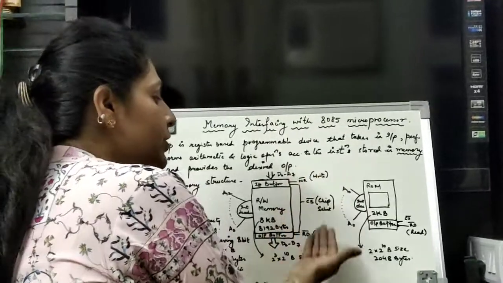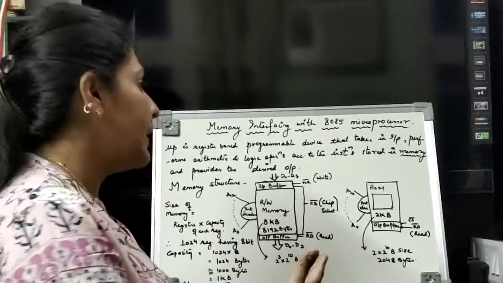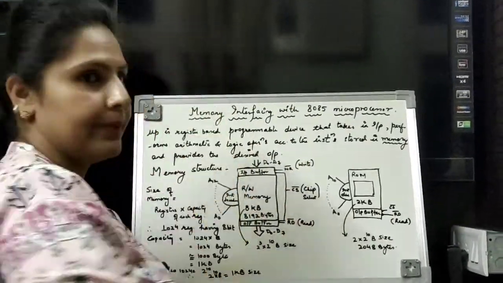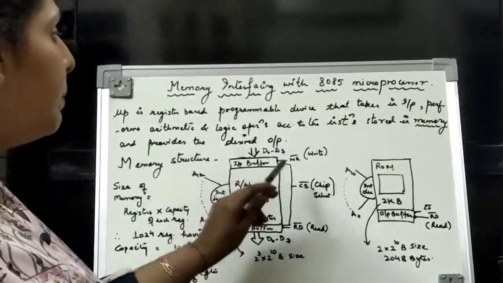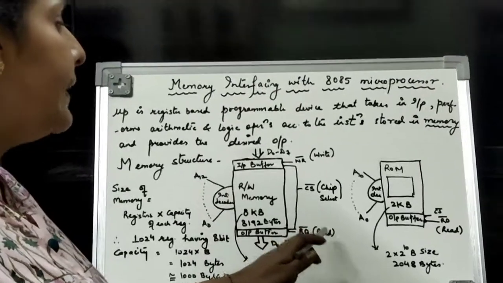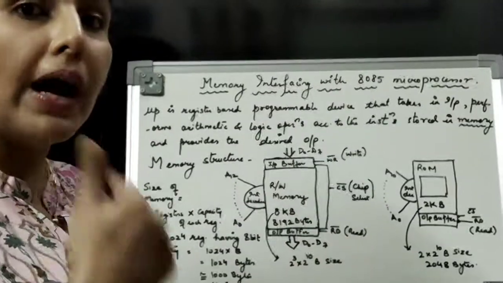So we have two signals which are given by the microprocessor itself, and those signals are write and read. Now if you see here, I have written some mnemonics: WR bar, which I can call write bar, and RD bar, that is read bar. These are the two bar signals.